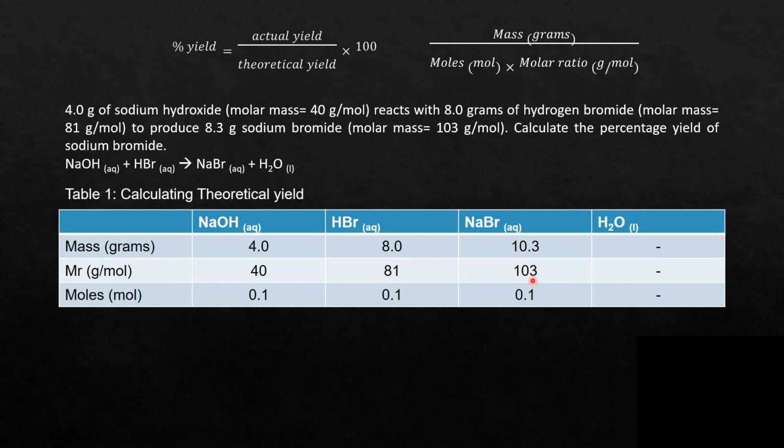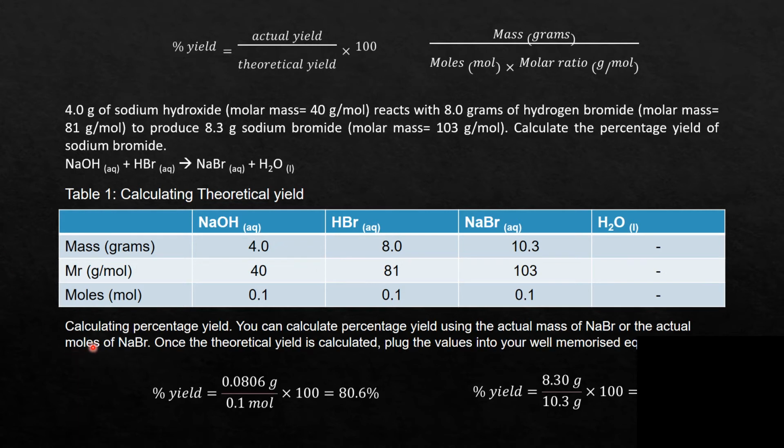The molar mass of sodium bromide is 103, therefore 0.1 times 103 is equal to 10.3 grams of sodium bromide. Now that we have our theoretical yield, we can take our actual yield, 8.3 grams of sodium bromide, and divide it by 10.3, the theoretical yield, times by 100 to get 80.6 percentage yield.